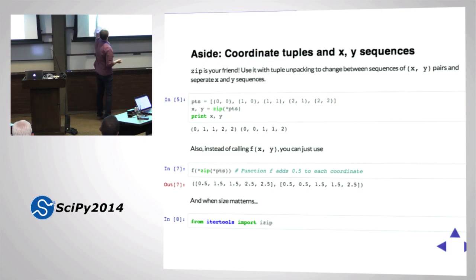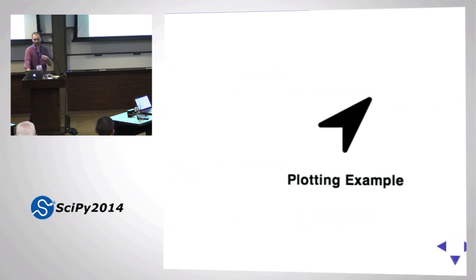So, here's an example, right? Points is a list of tuples with coordinates. If I want to get the x's and the y's separate, I just unpack and zip it up. And then I get a tuple of x's and a tuple of y's. Pretty cool. You can also do this inside of functions, right? So this function just adds 0.5 to each coordinate. So if I just call the function, unpack the points, zip them up, and then unpack them, I get this. I've just added 0.5 to all the coordinates. And if you've got big arrays of points or something, you can use this. So it takes a little while to get used to doing that, but it saves you nanoseconds when you're writing code. So that's handy. So keep that page handy.